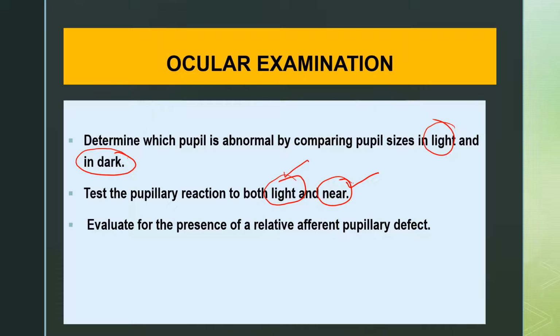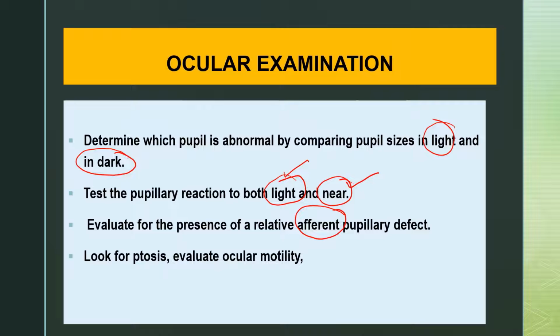Then you evaluate for the presence of a relative afferent pupillary defect. Now, anisocoria most of the time is an efferent defect, but the presence of an RAPD along with the efferent defect indicates that there is also an afferent problem, that is, in the optic nerve.